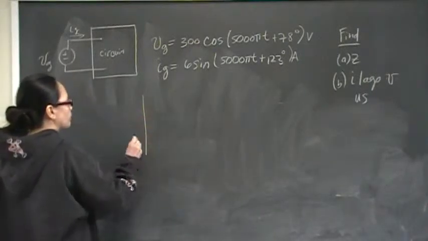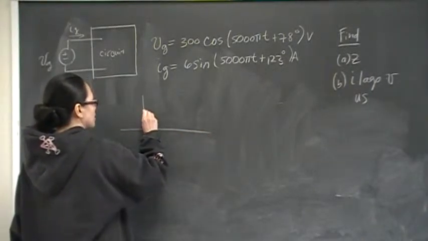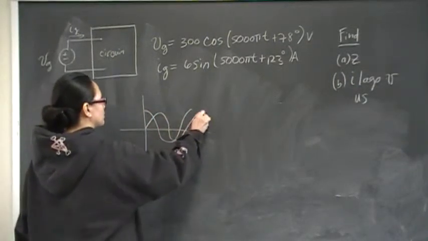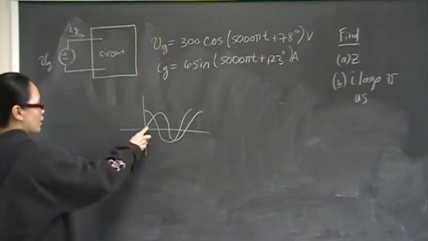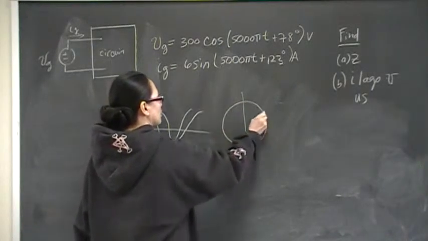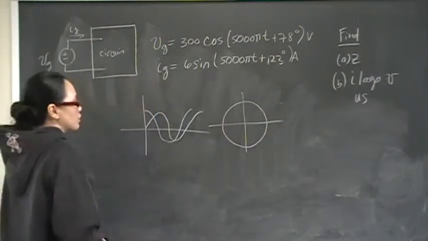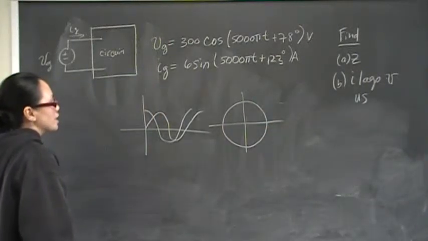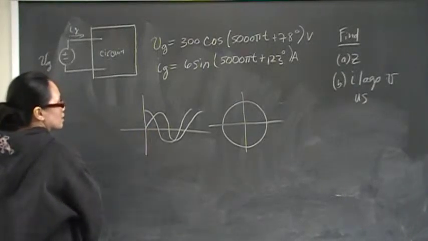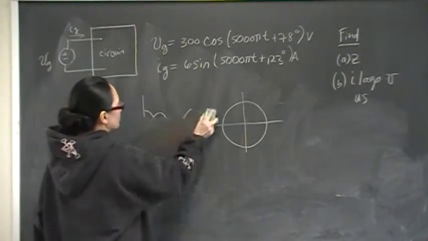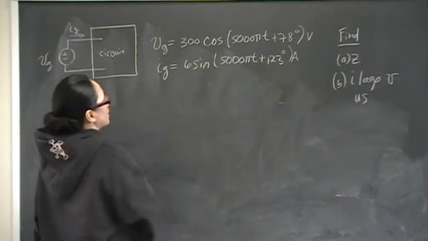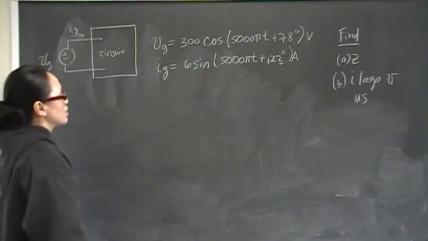Now remember, cosine starts at the maximum and sine starts at midline. So basically there is a 90-degree shift. Don't forget your unit circle. Cosine and sine are off from each other by 90 degrees. So cosine leads sine by 90 degrees, so sine lags cosine by 90 degrees.